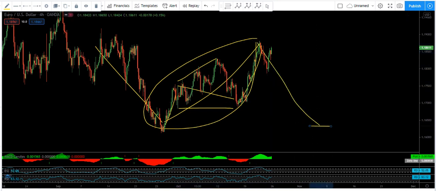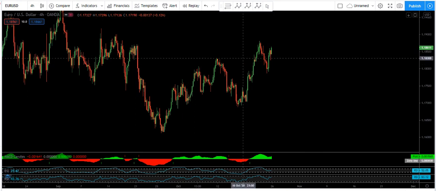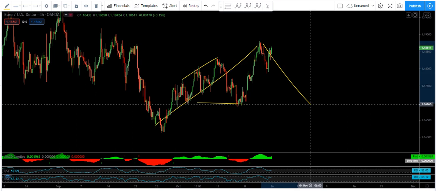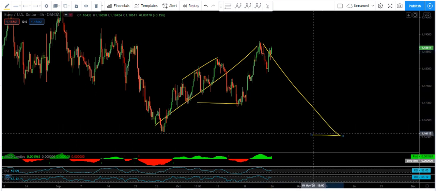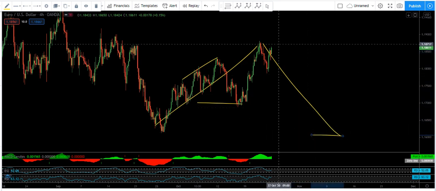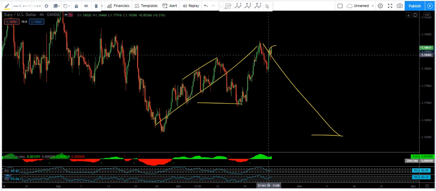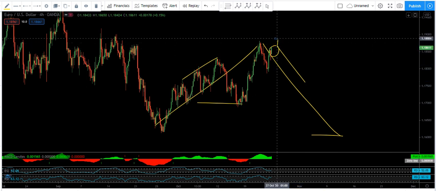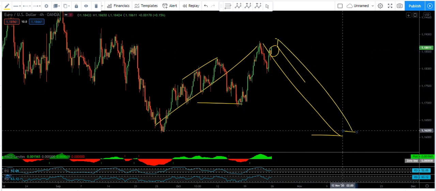In this case, if this move is finished, then we can look for a down move. That means if we consider we have this correction and this move is finished, what we're interested in is the down move, so we should look for a sell setup. Whether we get the sell from here or we should wait for the price to break the top, then from there we look for the down move.